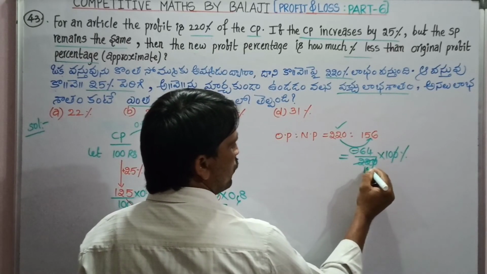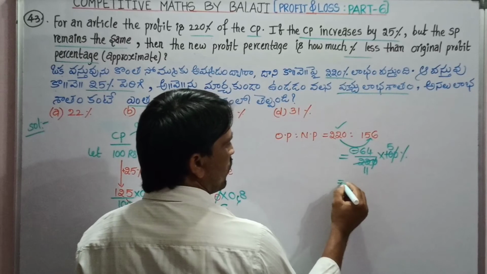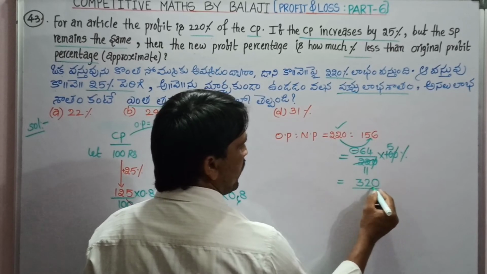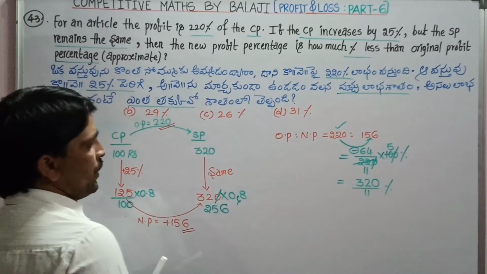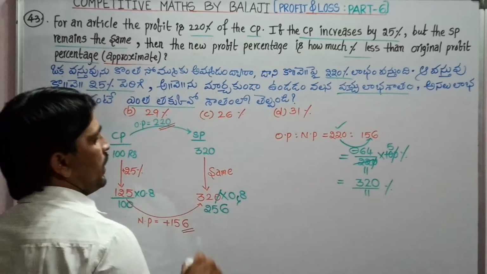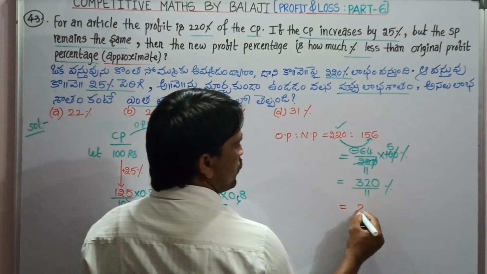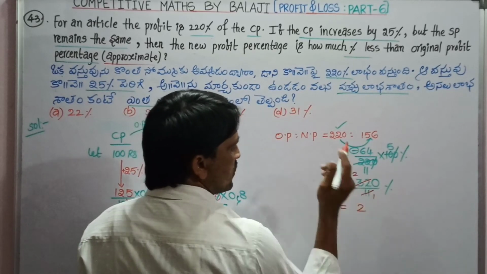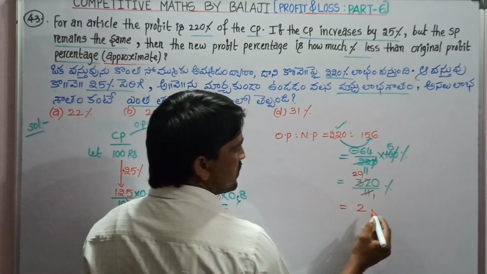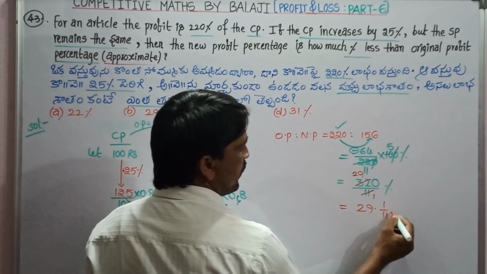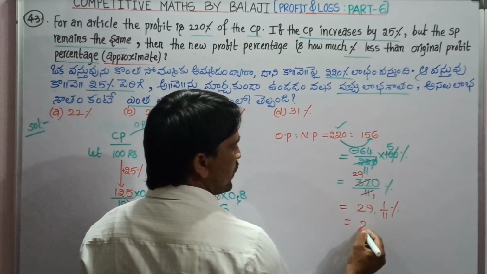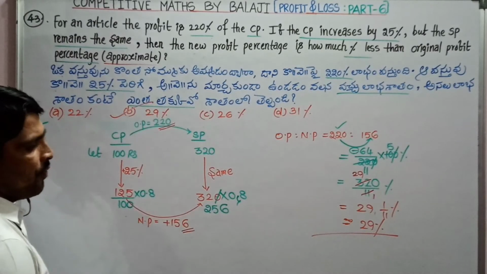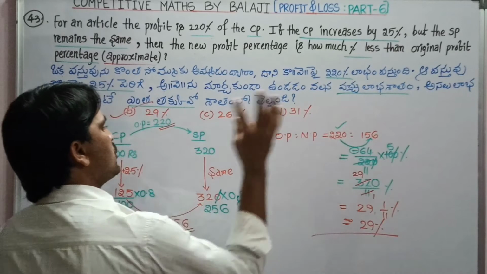That is 5 60s are 300, 5 4s are 20, that is 320 by 11%. The answer must be approximate. So 11 2s are 22, that is 10 remainder. Again 11 9s are 99. Remainder is 1 by 11%. So that must be approximately equal to 29%. So new profit is 29% less than the original profit.